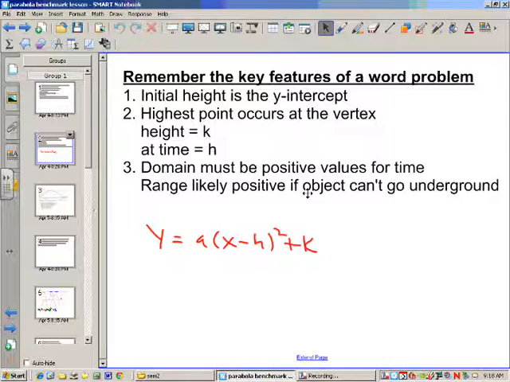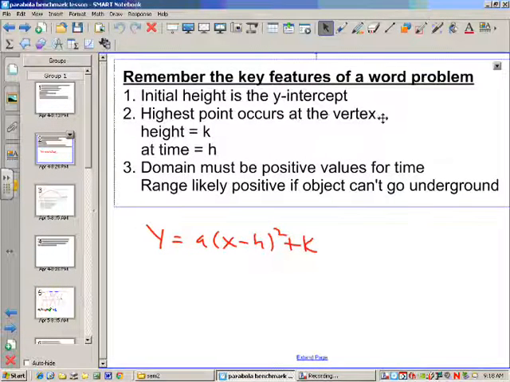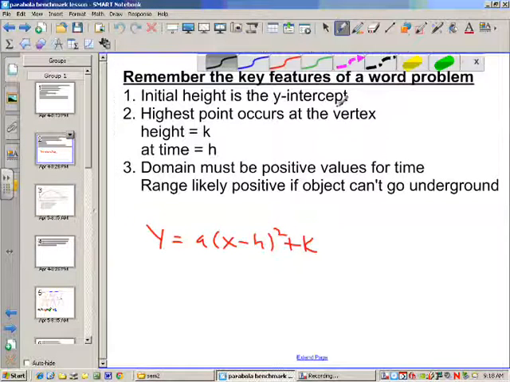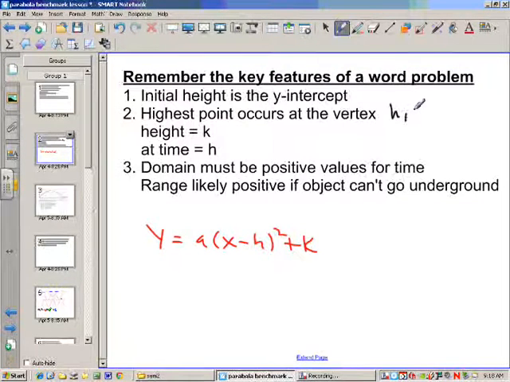You should have these ideas in mind as we go through, and I'd like you to have this in your notes. Remember the key features of a word problem. The initial height is the y-intercept. That's going to be where our experiment starts. The highest point occurs at the vertex, and the vertex is going to be the coordinates (h, k). So when you see the coordinates (h, k), know that the h is the x position and the k is the y position, or up and down.